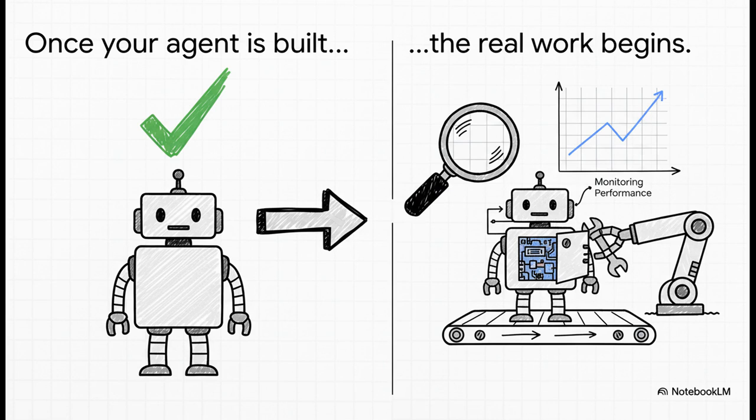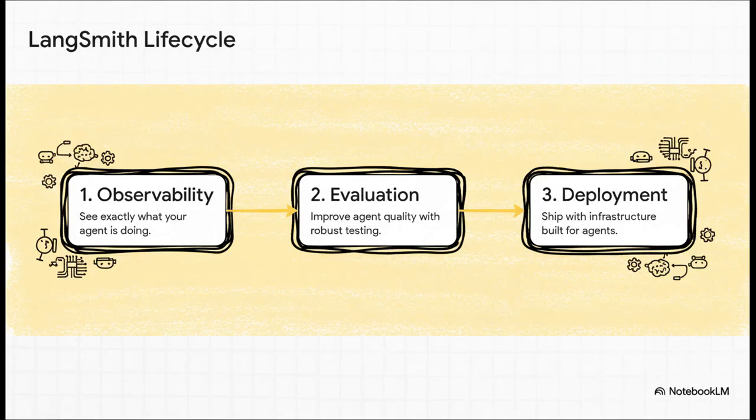Honestly, anyone could probably hack together a simple agent in an afternoon. But getting it to work reliably, at scale, day in and day out, that's where the real engineering kicks in. LangSmith tackles this whole problem with a three-step process that's basically a continuous improvement loop. Step 1, observability. You've got to see exactly what your agent is doing. Step 2, evaluation. You need to test it to improve its quality. And step 3, deployment. You need to ship it on infrastructure that's actually built for agents.